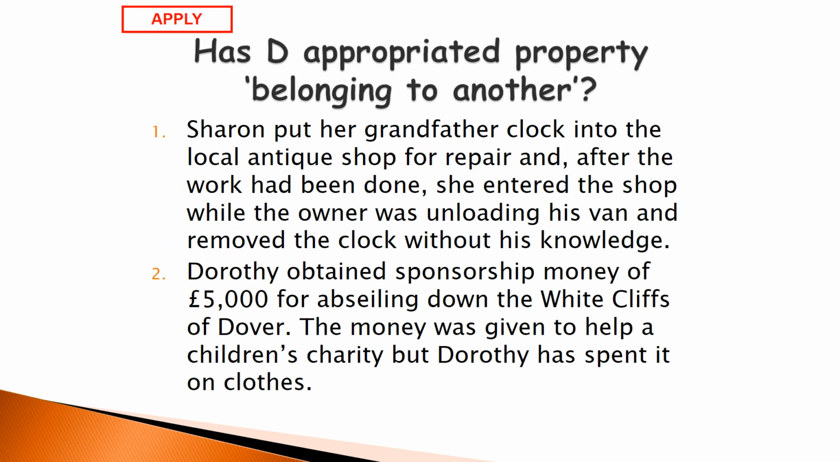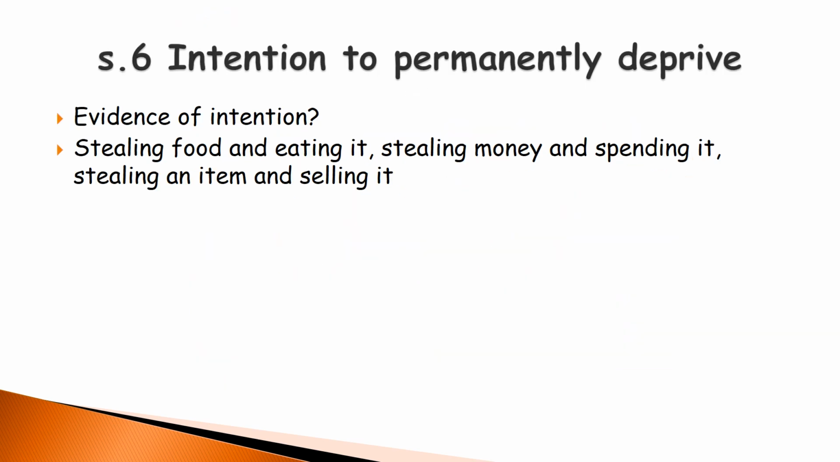Have a look at these two scenarios here. Pause and just decide whether the property's been appropriated that belongs to another. And hopefully you've identified number 1 as being belonging to another using Turner. And number 2, hopefully you've identified Dorothy as having liability under section 5 subsection 3. She had an obligation to deal with the property in a particular way. Okay. Really well. Final section, intention to permanently deprive.